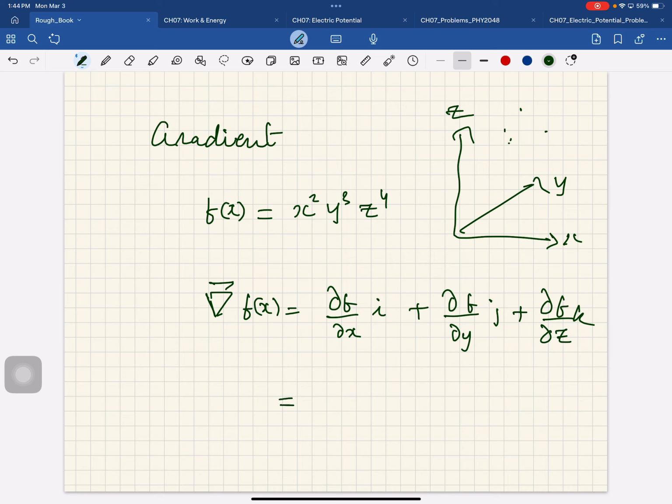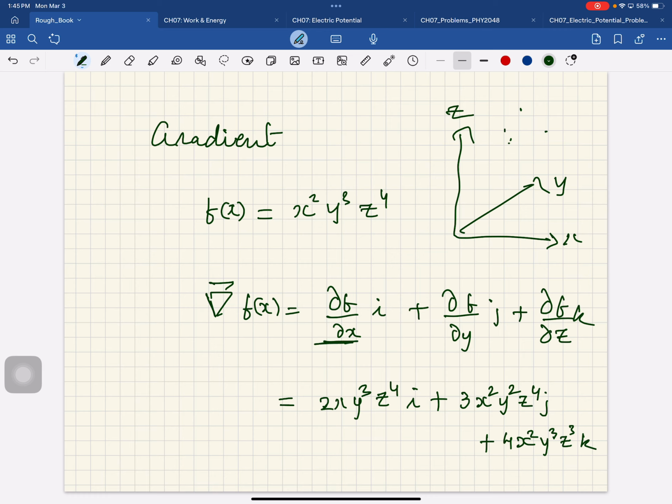What is del f by del x? 2x y cubed z to the fourth. Very good. And del f by del y is 3 x squared y squared z to the fourth. When you're doing partial derivatives, you're treating the other variables as constants. And del f by del z is 4 x squared y cubed z cubed. And what does this tell you?